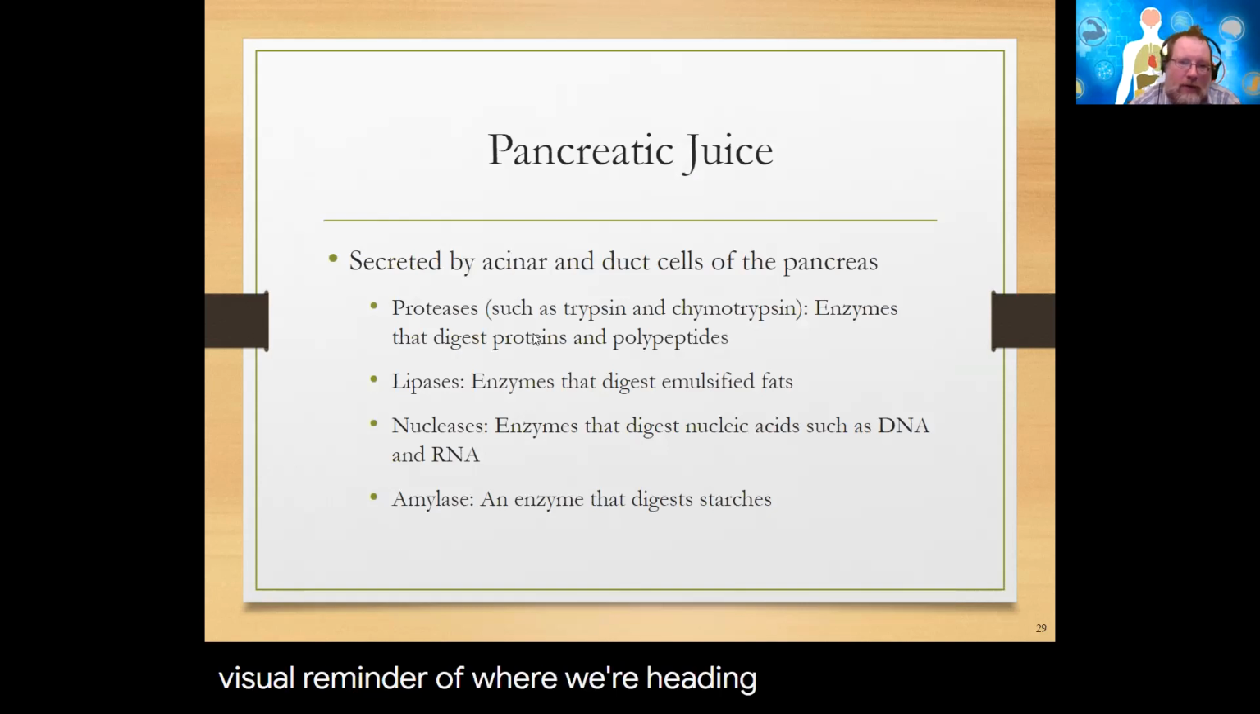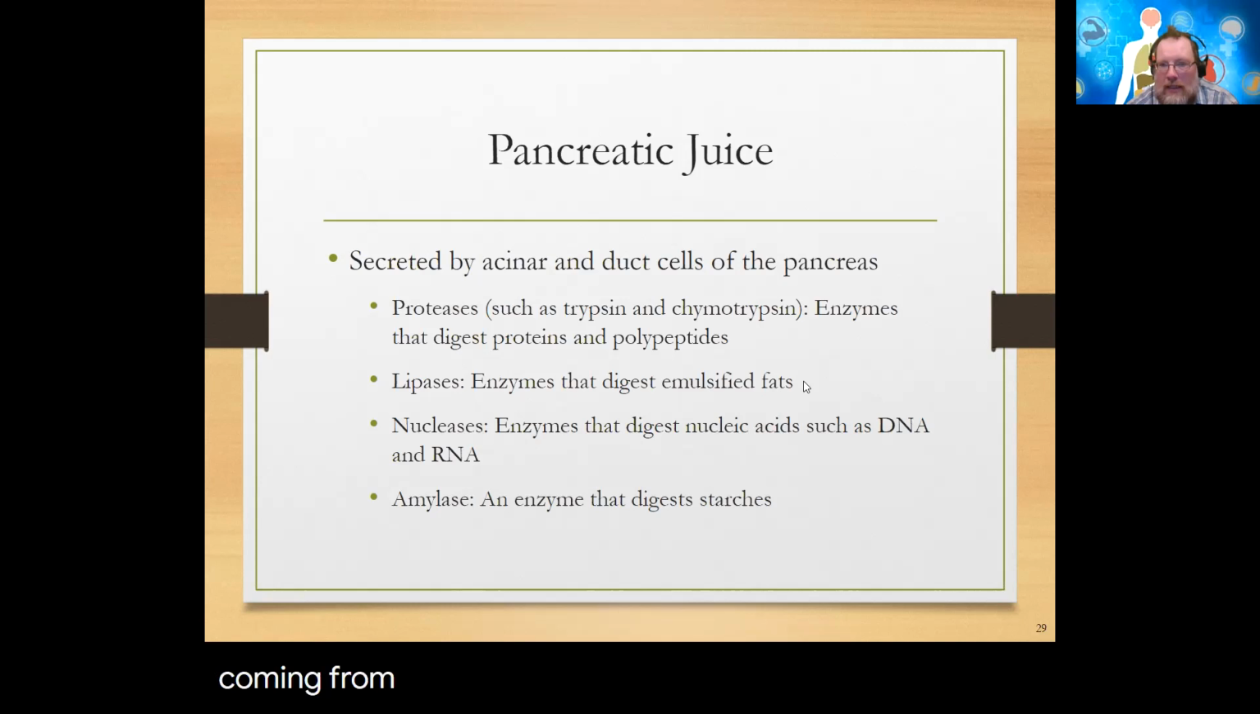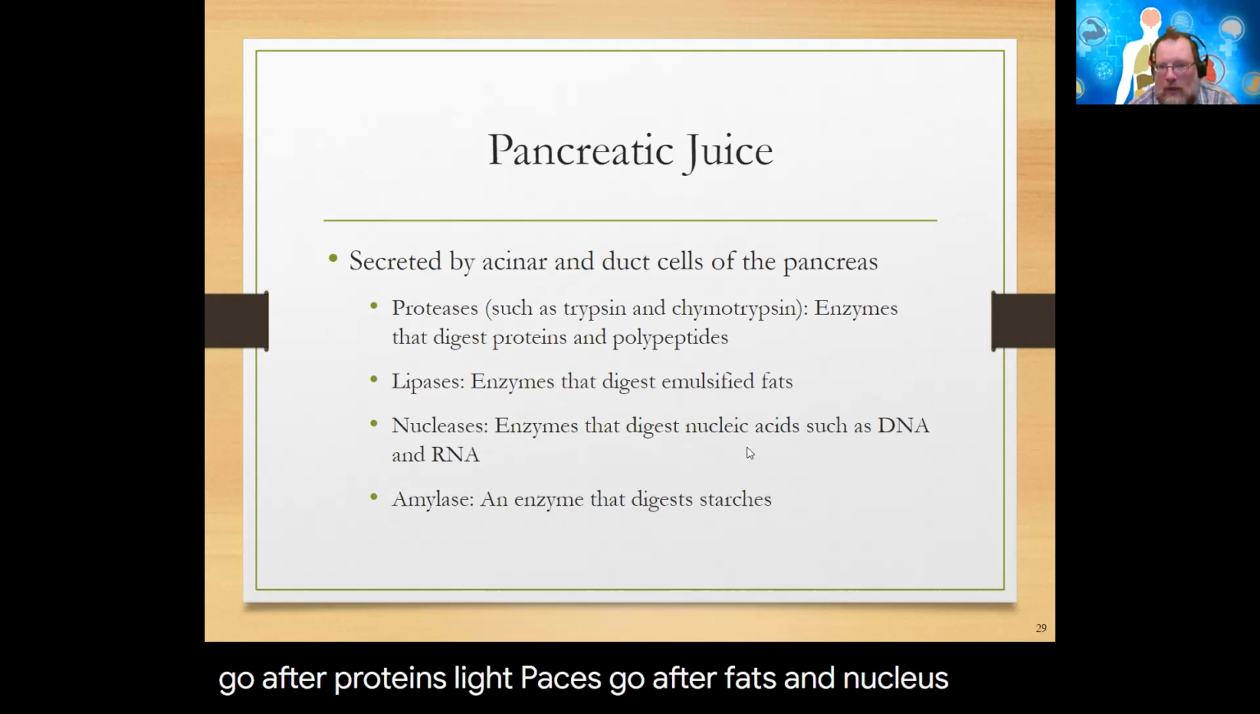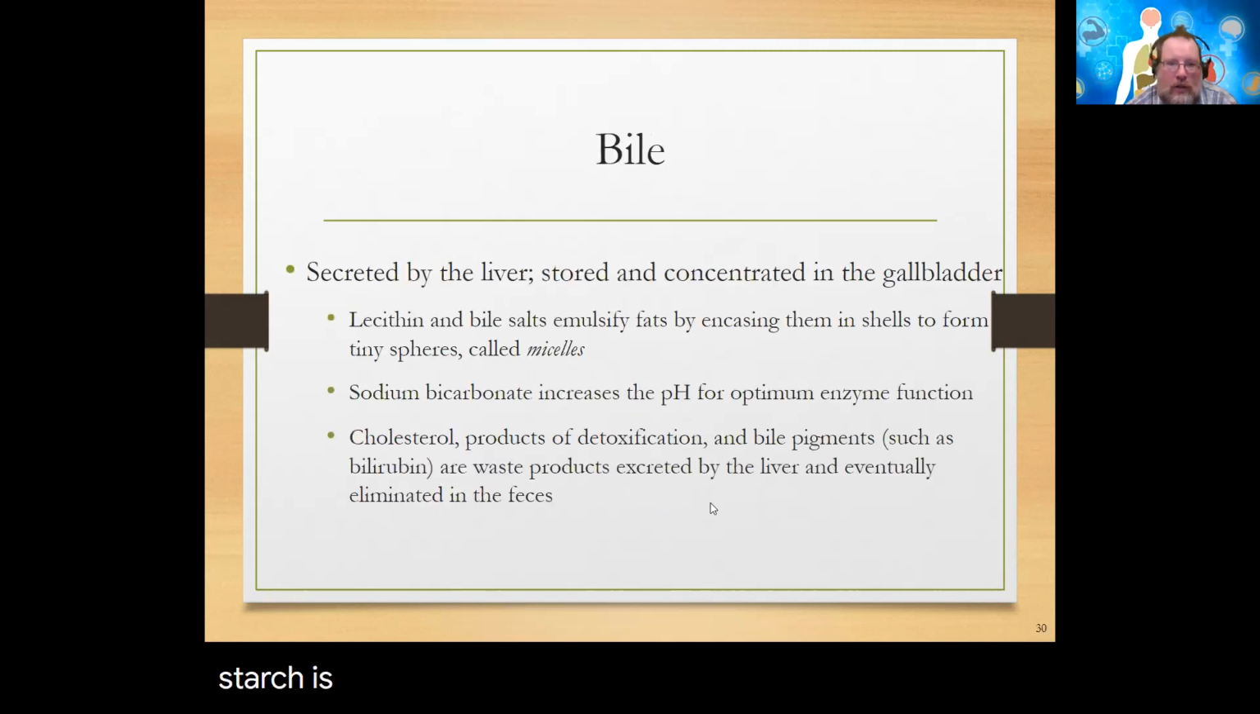When we look at the pancreas, we see the acinar cells primarily secreting these proteases. We do have lipases and amylases as well as nucleases coming from these acinar and duct cells. Again, proteases go after proteins, lipases go after fats, and nucleases going after DNA and RNA that's found in the foods we consume. And then certainly amylases, we know, go after starches or sugars.